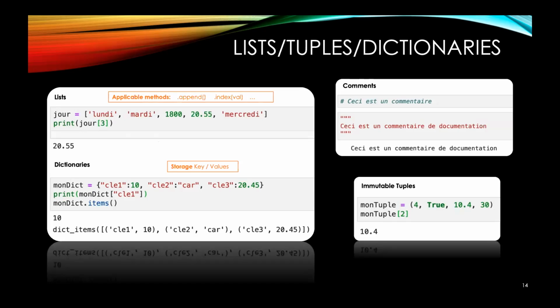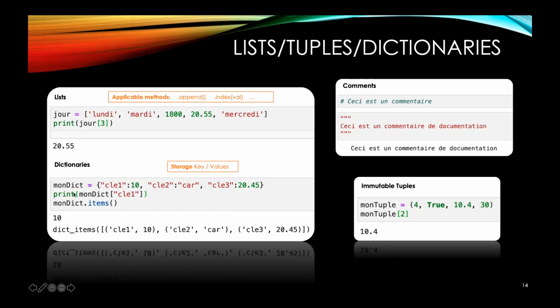You can create it with hooks, like this, and put every type of data you want in. It's very flexible and very useful. We will use it today. You have some methods or functions you can apply on it, like append to add data, and index to get the index of the value.